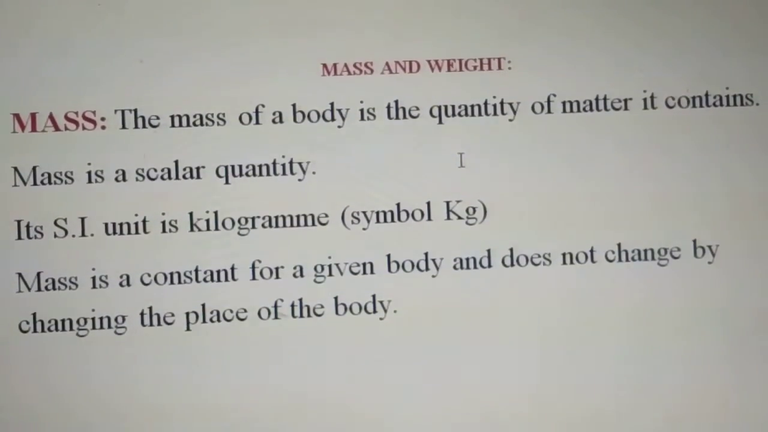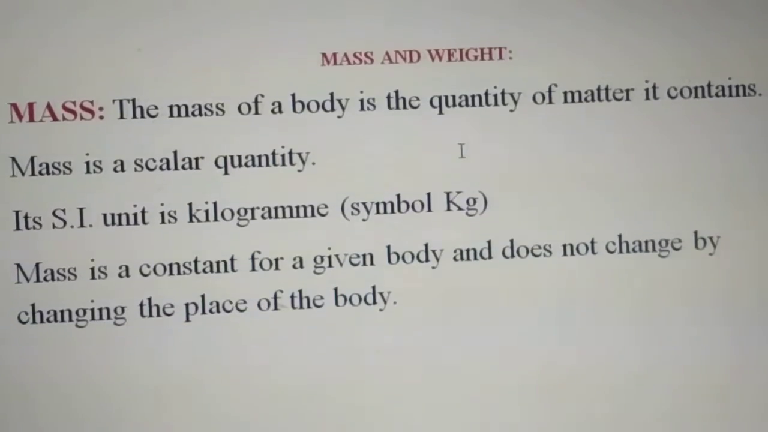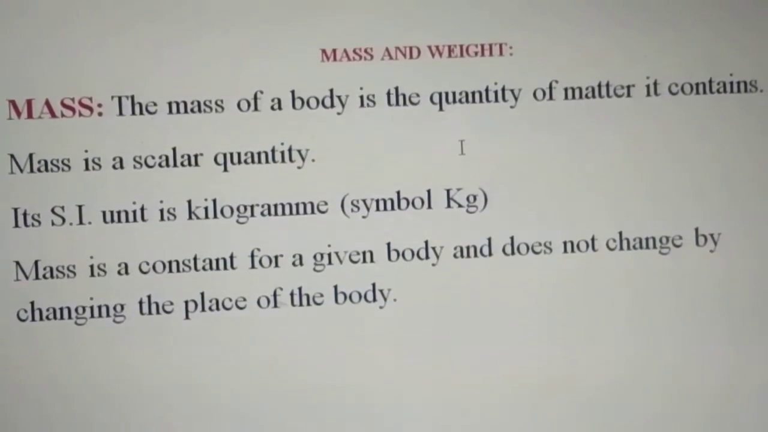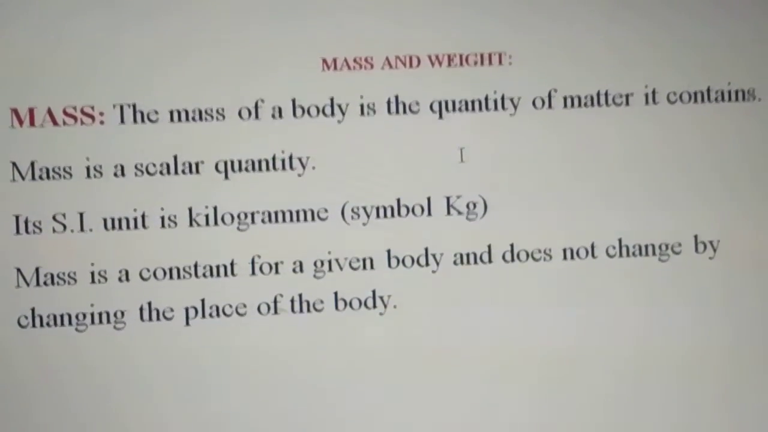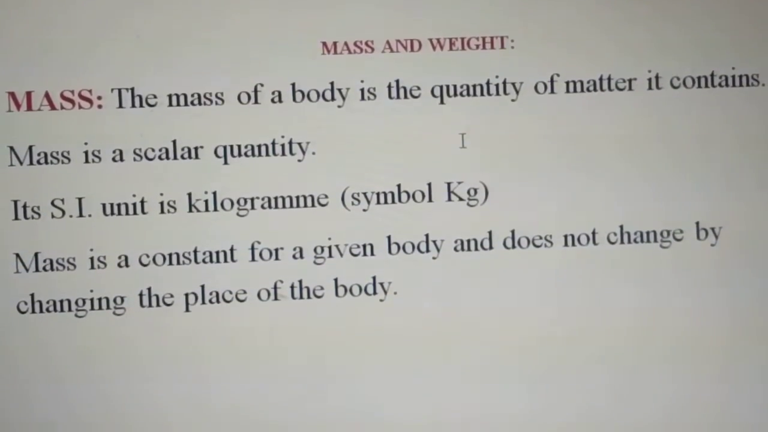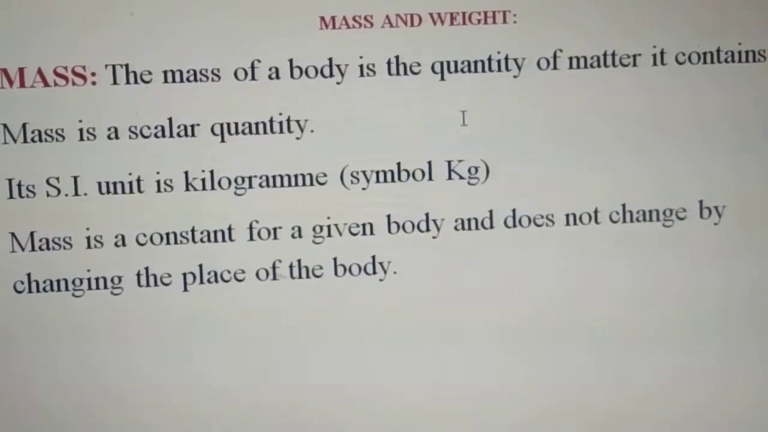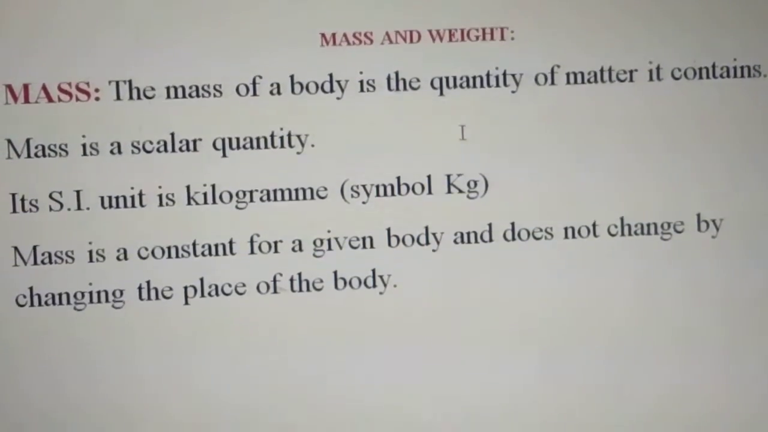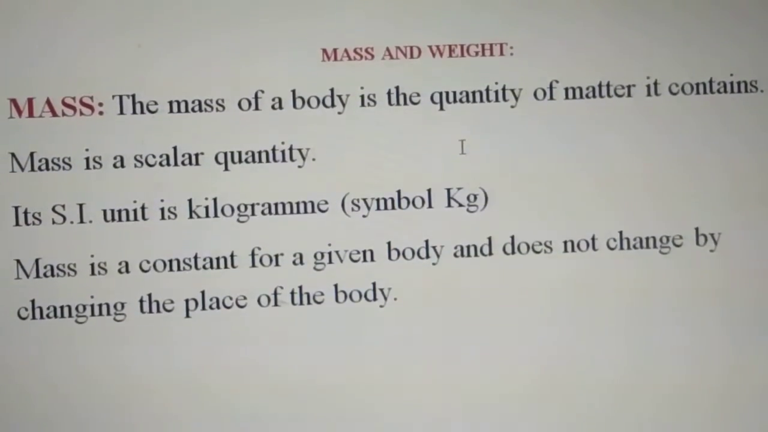Today we are going to study mass and weight, and the difference between mass and weight. What is the meaning of mass? The mass of a body is the quantity of matter it contains. Mass is a scalar quantity, you already know that. And what is the SI unit of mass? The unit of mass is the kilogram, that is kg.